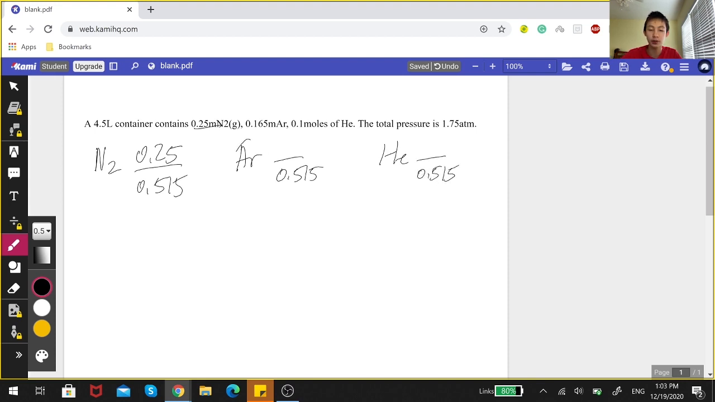Now what is the partial mole for Ar? Ar is 0.165 moles. He is 0.1 moles. Now let's quickly find the percentage. 0.25 divided by 0.515, 0.165 divided by 0.515, 0.1 divided by 0.515. This one is 48.54%. This one is 32.04%. This one is 19.42%.